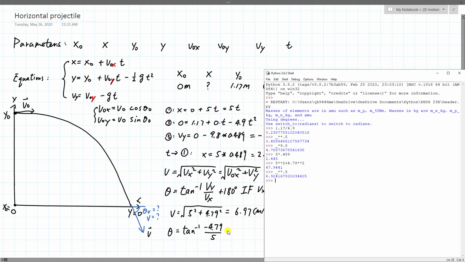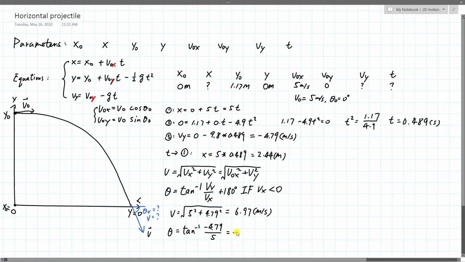So let's use Python again. Arctangent of minus 4.79 over 5. So it's a negative 43.8 degrees. Okay, so now the entire problem is considered solved. So you have these 3 unknowns that you solve them all, and also you use your knowledge of the y velocity and x velocity to combine and find the final velocity and its angle with the horizontal. So that was the angle downward, right, with the negative.